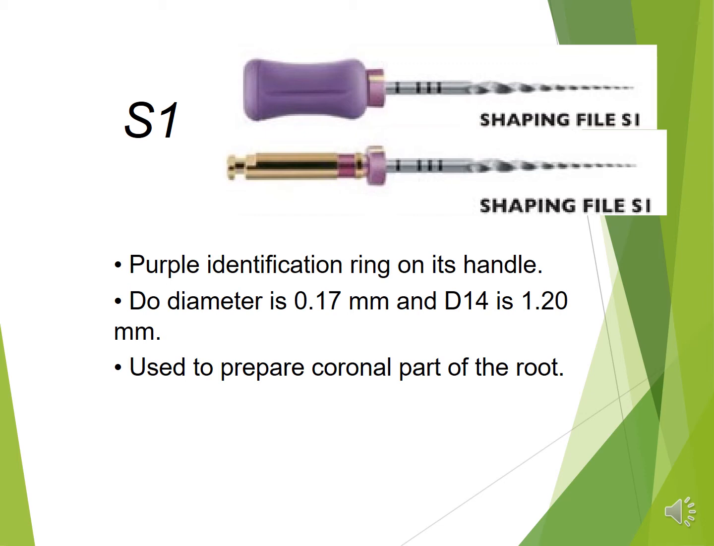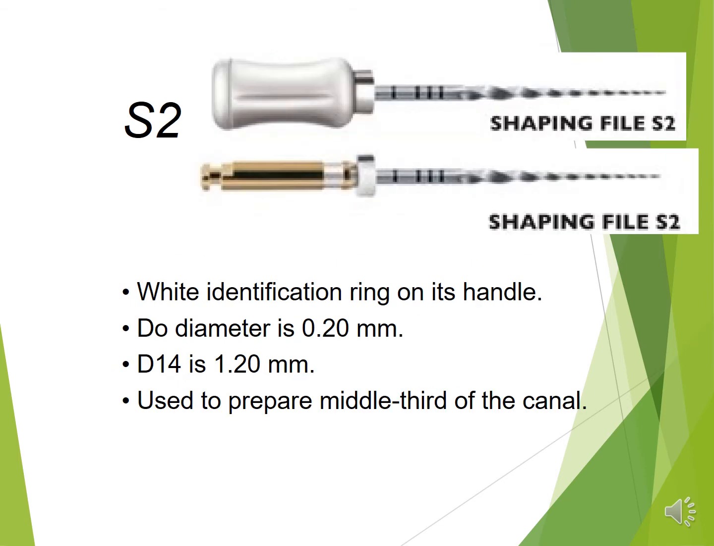The next file is S1, the first of the shaper series. It has a purple identification ring on its handle. The D0 diameter is 0.17 millimeter and D14 is 1.20 millimeters. It is mainly used for preparing the coronal part of the root. The next file of the shaper series is S2, which has a white identification ring on its handle. Diameter at D0, the tip, is 0.20 millimeter, D14 is 1.20 millimeters. It is used to prepare the middle third of the canal.